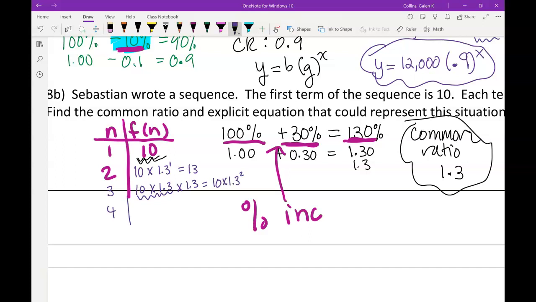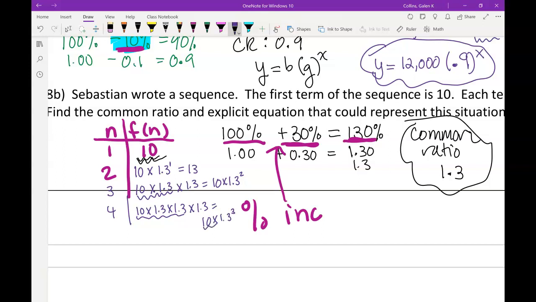To get to my fourth term, I'm going to take that last number, which I could represent as 10 times 1.3 times 1.3, that was my previous term, and I multiply by 1.3 again. And I could write that as 10 times 1.3 to the third power.